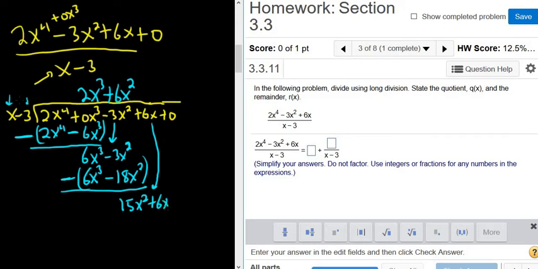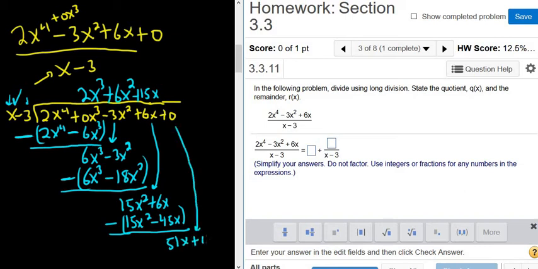The question is, what do you multiply by x in order to get 15x squared? So 15x. So you do 15x times x, it's 15x squared. Then 15x times negative 3 is negative 45x. Parentheses, minus sign, add. So you have 6x plus 45, that's 51x. Then you bring down the 0, intense problem. Then again, the question is, what do you multiply by x in order to get 51x? 51.